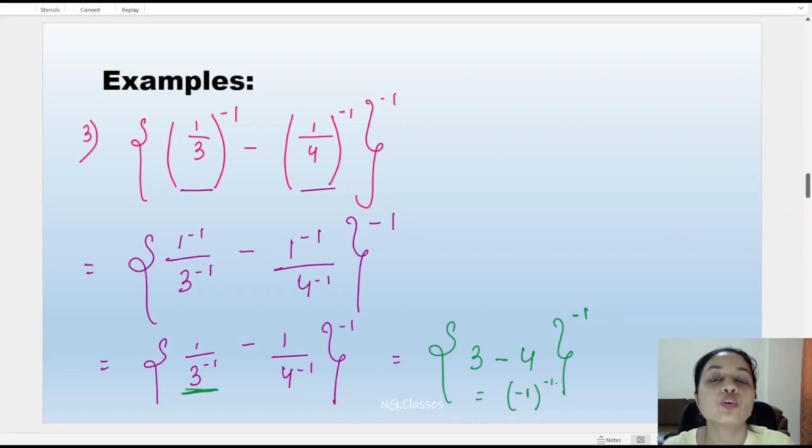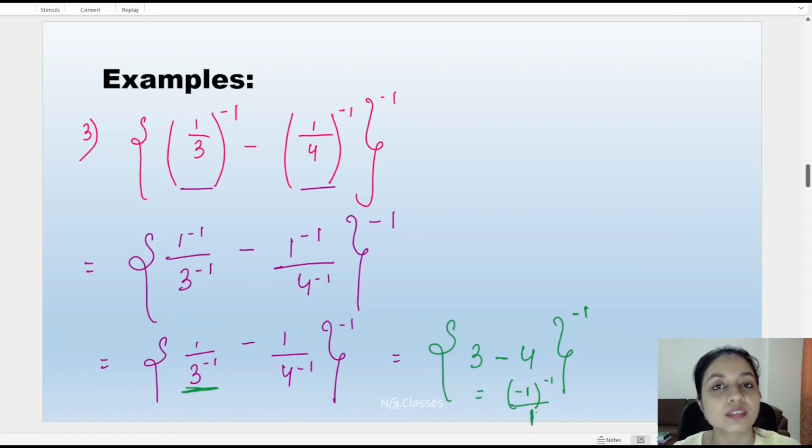Now, as we know, whenever we switch the place, whenever we write any term from numerator to denominator, the power reverses its sign. So let's write this negative 1 from the numerator to the denominator. What's there in the numerator? Nothing is there, 1 is there. So it will be 1 divided by minus 1, which can be written as minus 1 as an answer.